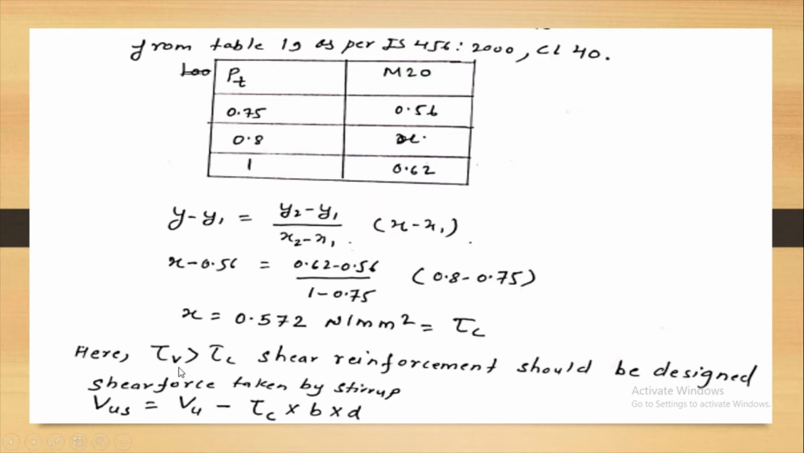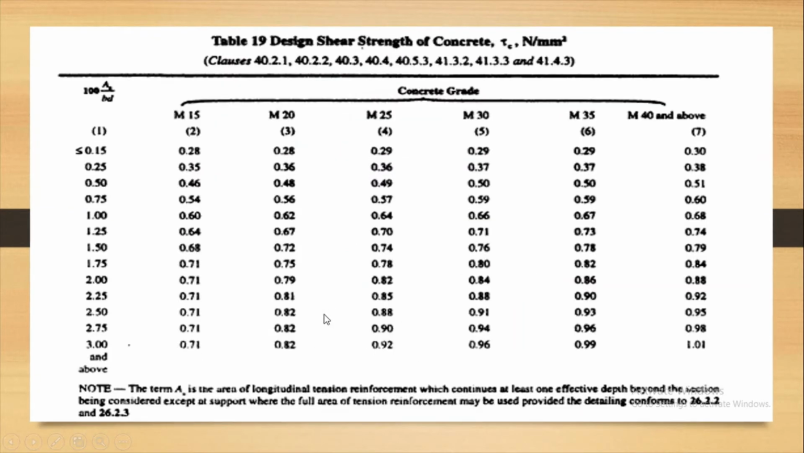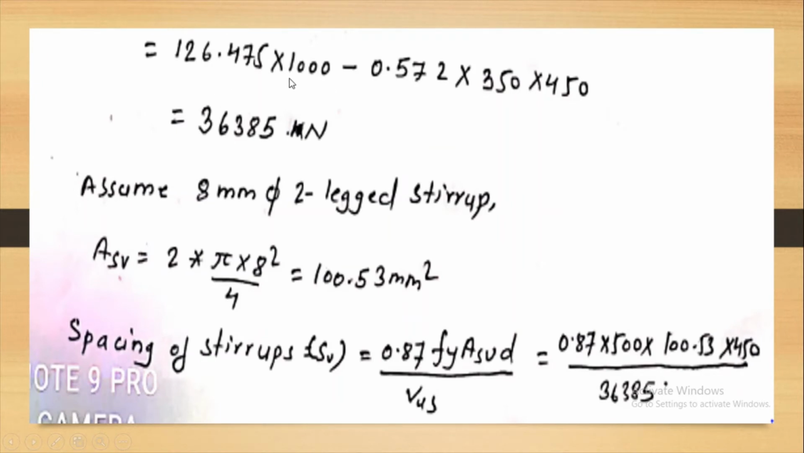Here we have got tau V greater than tau C, so we have to design the shear reinforcement. For that we have to calculate the shear force taken by the stirrups. Here we have one formula for calculating the shear force taken by the stirrups: VUS is equal to VU minus tau C into B into D. Tau C into B into D is the shear force which is taken by the concrete. Now by calculating this value we get 36385 newtons. It is the shear force which has to be taken by the stirrups.